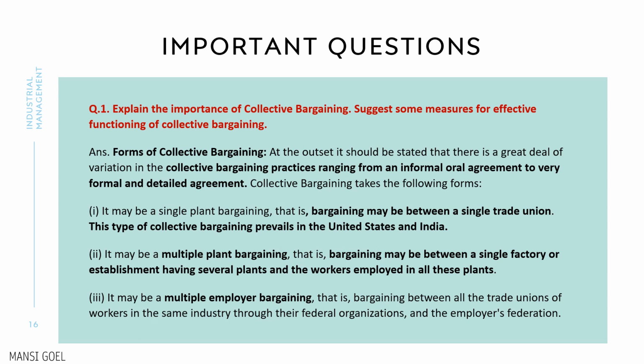Collective bargaining takes the following forms. 1. It may be a single plant bargaining, that is, bargaining may be between a single trade union and a single employer. This type of collective bargaining prevails in the United States and India. 2. It may be a multiple plant bargaining, that is, bargaining may be between a single factory or establishment having several plants and the workers employed in all these plants. 3. It may be a multiple employer bargaining, that is, bargaining between all the trade unions of workers in the same industry through their federal organizations, and the employers' federation.